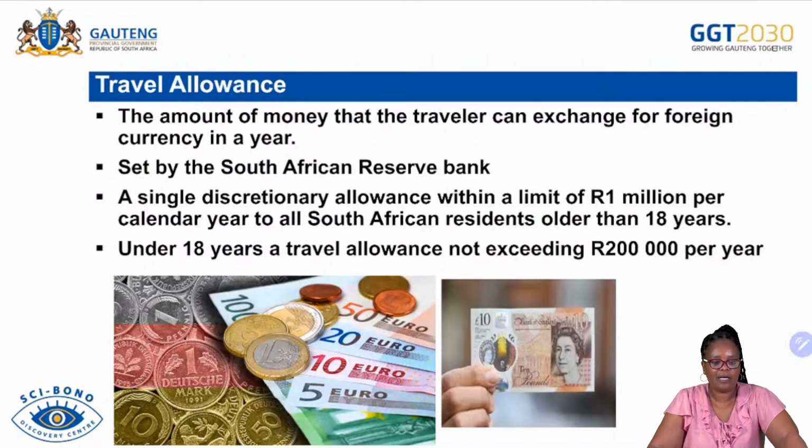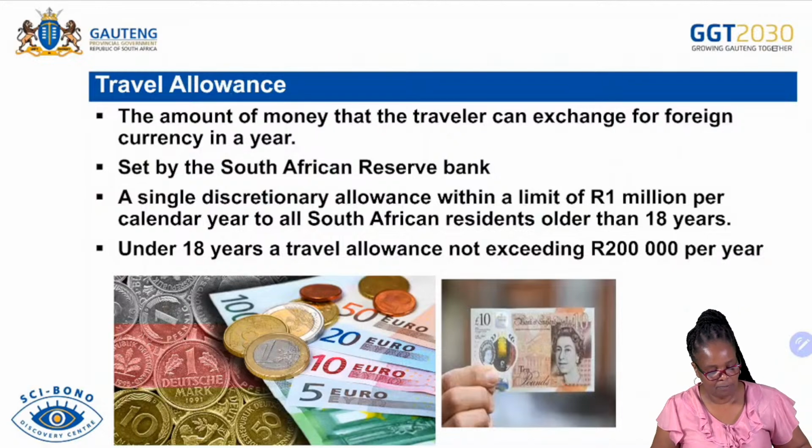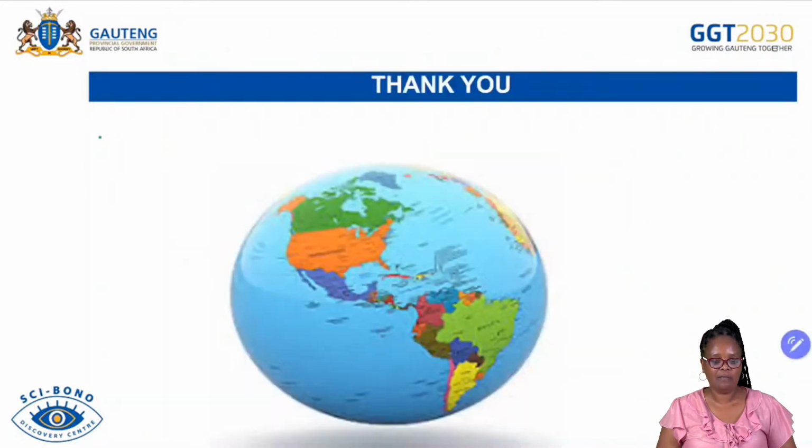So you can see here that a single discretionary allowance within a limit of 1 million per calendar year to all South African residents older than 18 years. And under 18, a travel allowance of not exceeding 200,000 per year. But now, the travel allowance that has been set for South Africa is 5,000 rand. So, grade 12, I hope we are still together.